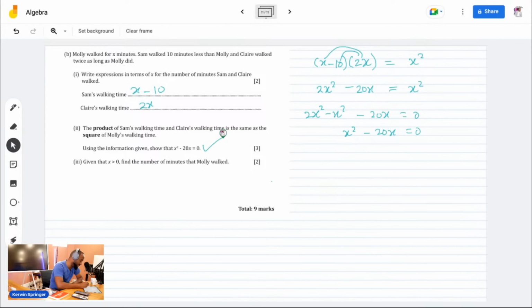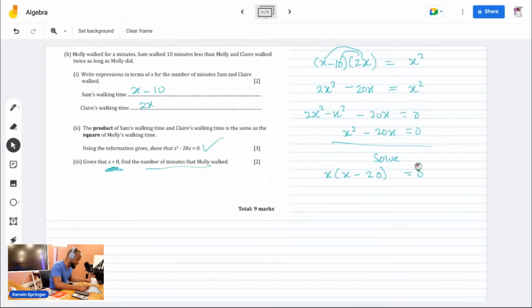Given that x must be a number that's greater than 0, find the number of minutes Molly walked. So we just need to go ahead and solve this now. When you see a quadratic like this, missing the c term, those quadratics are extremely easy to solve. You just factorize out the x, and either that one is 0 or the next one is 0. They're saying x must be greater than 0, so it's not the 0. So factorizing out the x, I get x times x minus 20 equals 0.